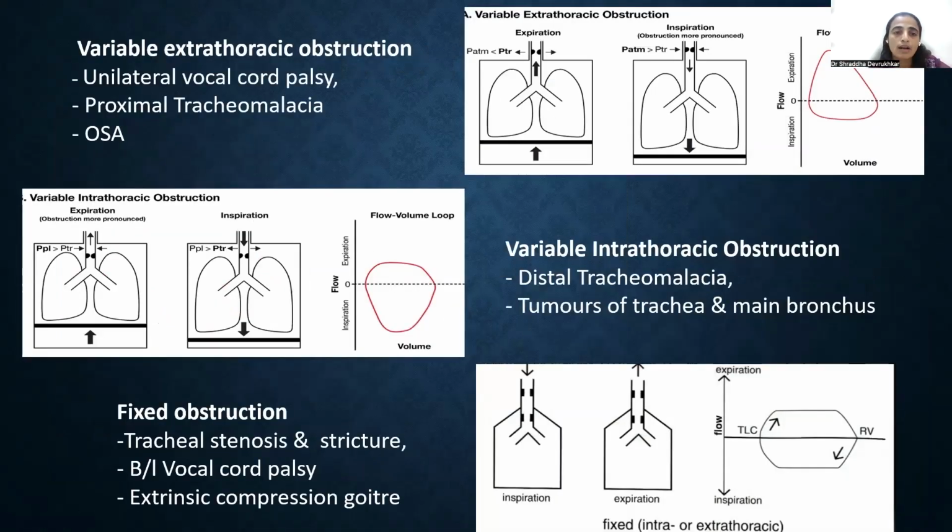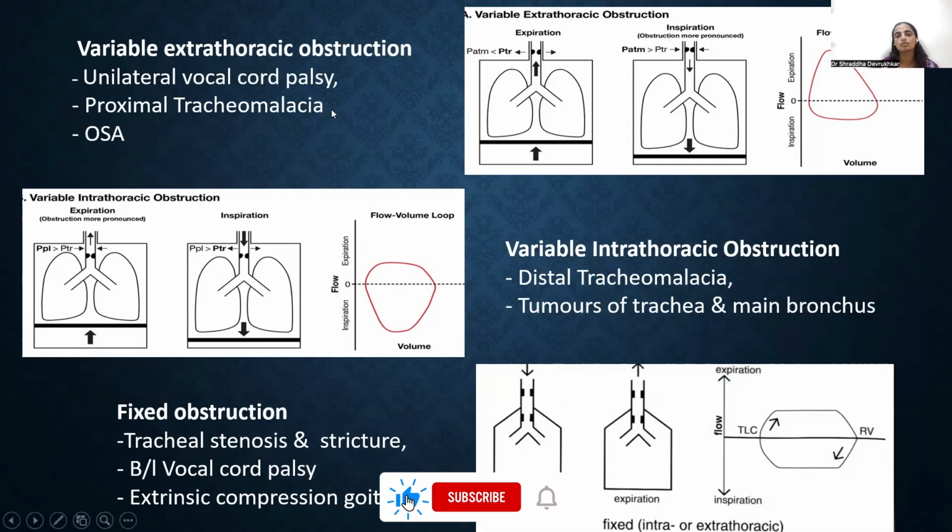Again, even this graph helps us to know whether there is any obstruction in the airway, especially your extrathoracic obstruction. So when there is an extrathoracic obstruction, the inspiratory limb gets affected. So during a forceful inspiration, a pressure gradient is created which will collapse the airway, especially when there is unilateral vocal cord palsy, proximal tracheomalacia, or obstructive sleep apnea.